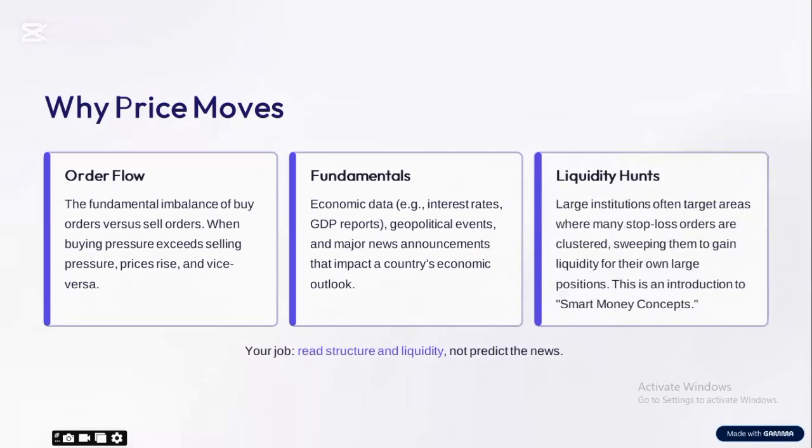So now we have what we call the liquidity hunt. Now, what is liquidity hunt? Liquidity hunt is large institutions often target areas.